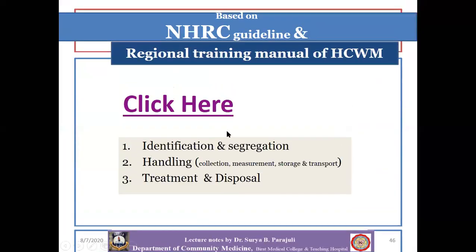Now you can see, first we need to identify and we need to segregate. Identification and segregation is very, very important. Please mute your mic yourself. So identification and segregation, then handling, then treatment and disposal.